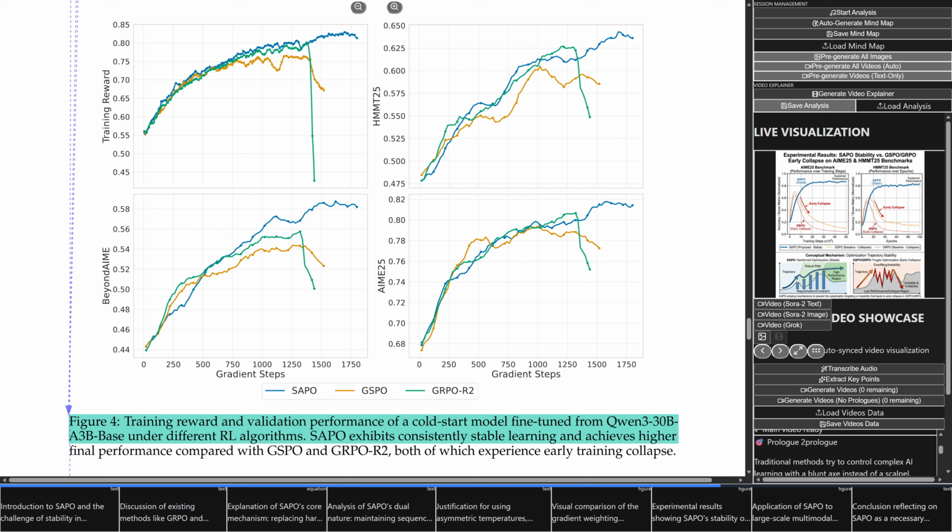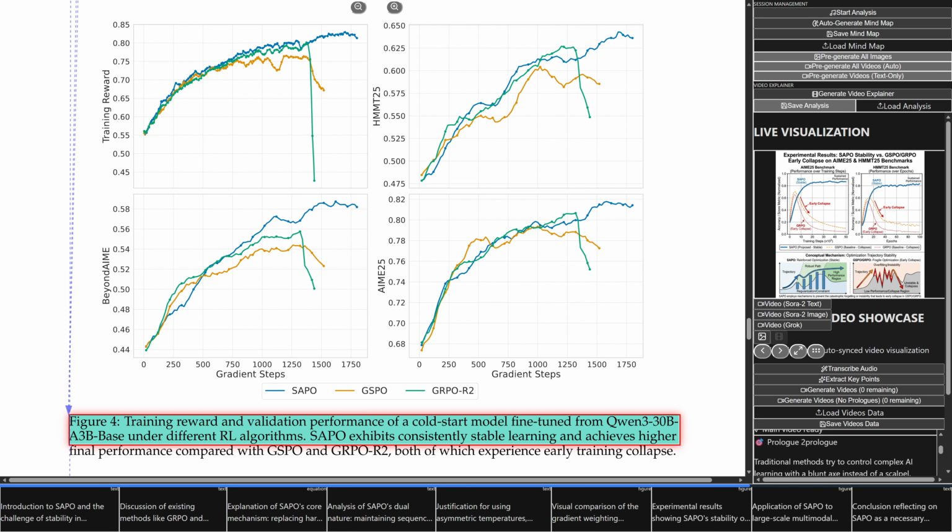They show clear, undeniable evidence of early training collapse. You see the reward spike up for a bit, and then suddenly a sheer, dramatic drop in performance. That's the noisy gradients destabilizing the model. And SAPO just cruises right past that point. It avoids the collapse entirely. It maintains a stable trajectory, and crucially, it achieves the highest final performance.